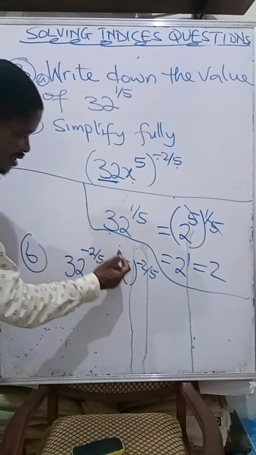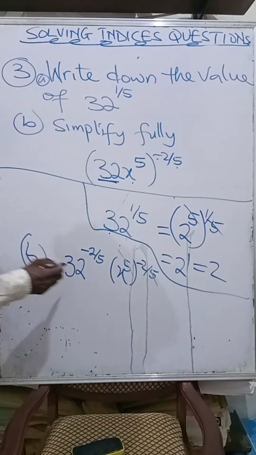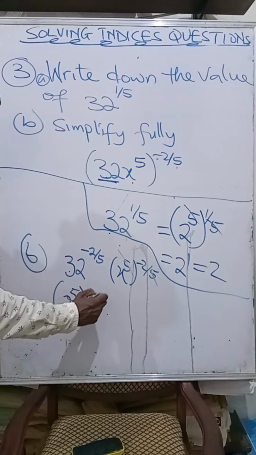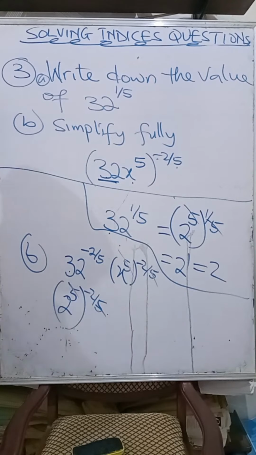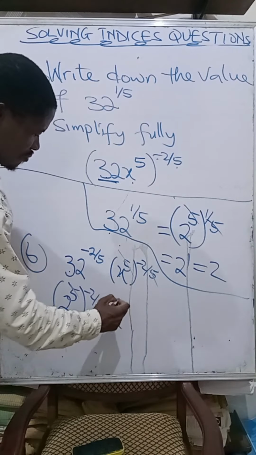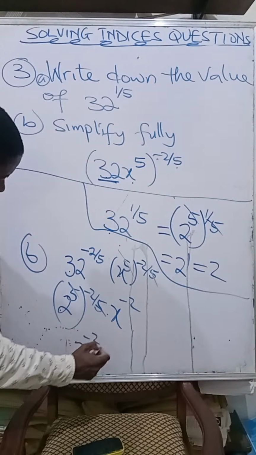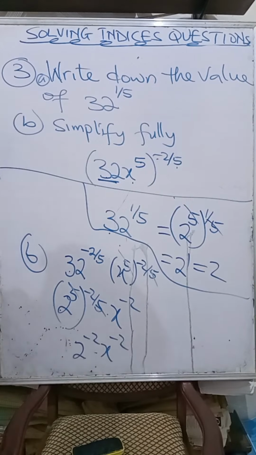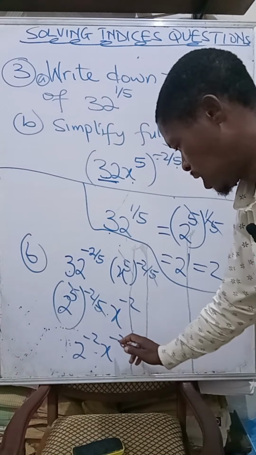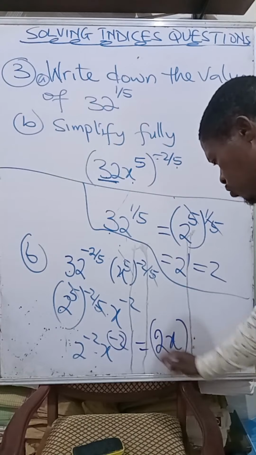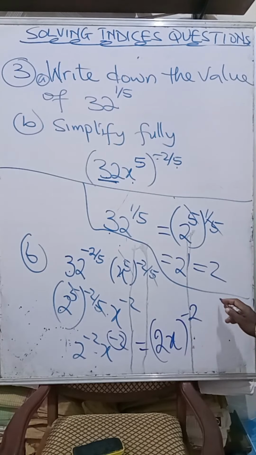So for this one, this 5 will cancel. 32 also can be 2 to power 5 times what? Minus 2 over 5. So this 5 and this 5 will cancel. Here we have x to power minus 2. So now we have 2 to power minus 2 times x to power minus 2. Minus 2 is there, minus 2 is there, so we can combine it together as 2x to power minus 2. And that's 1 over 2x squared.